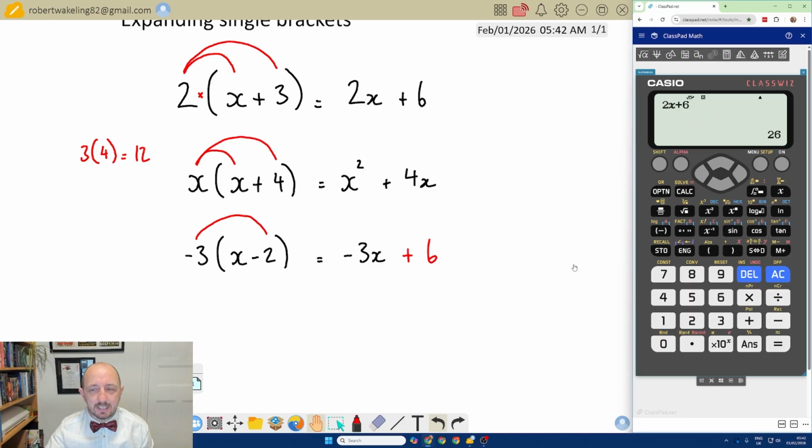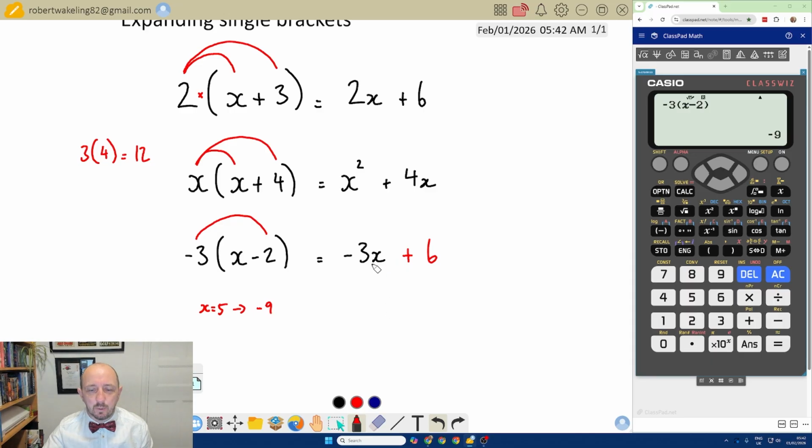So for this second one, minus 3 brackets x minus 2. Let's calculate that with x equals 5. You can choose anything, but don't do a 0 or 1. Choose something like a 2 or a 3 or a 5. I get minus 9. So when x equals 5, my question gave me minus 9.